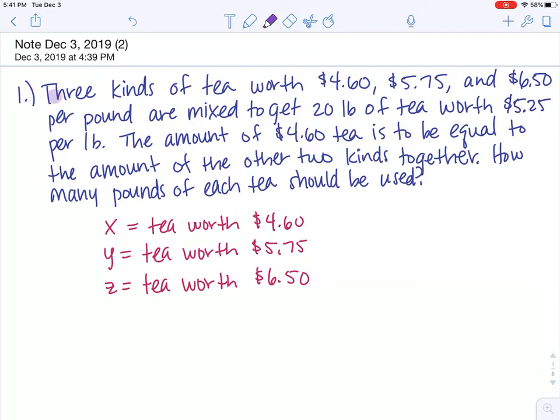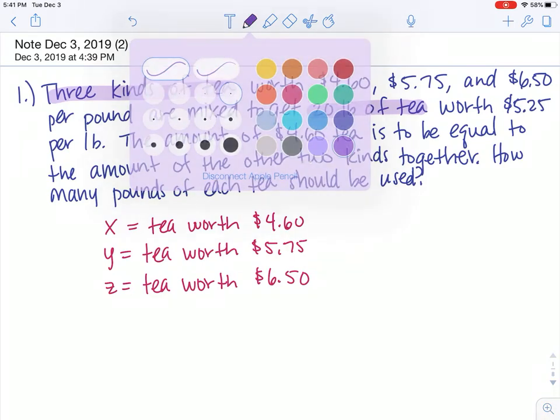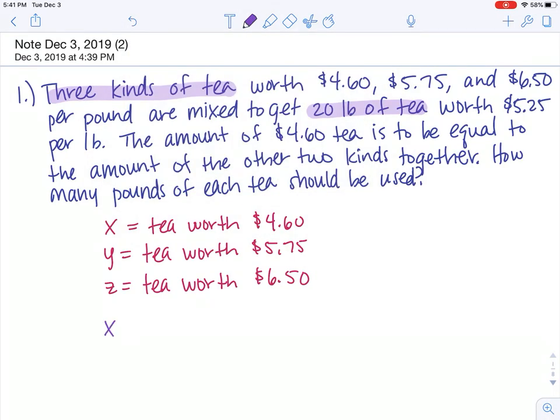So right here it says three kinds of tea add up to be 20 pounds of tea. So all three of our teas, x plus y plus z, comes together to be 20 pounds of tea.